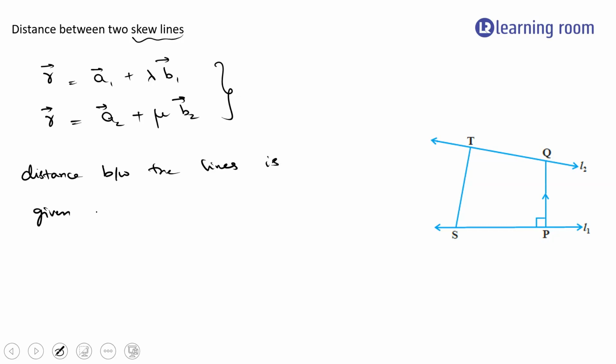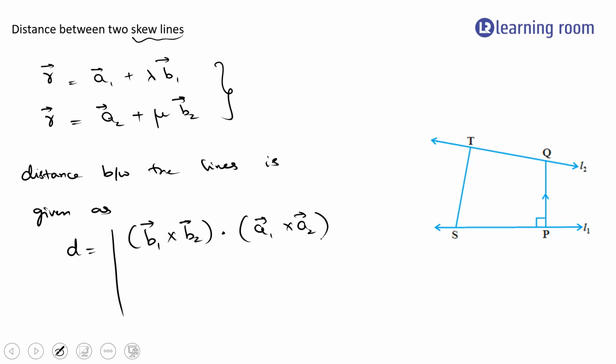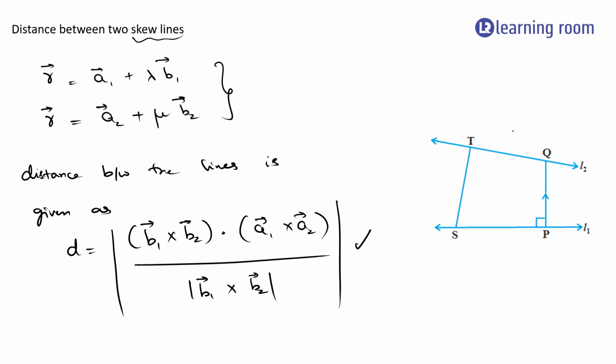is given as D equals magnitude of B1 vector cross B2 vector dot A1 vector cross A2 vector, the whole divided by magnitude of B1 vector cross B2 vector. And this is going to be the distance between the two skew lines that are given to us.